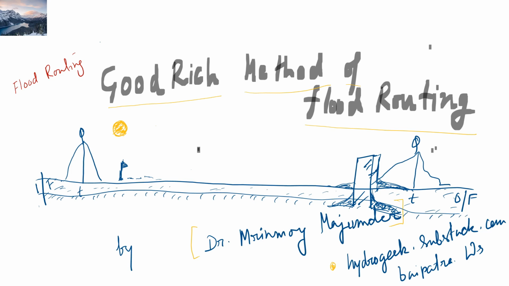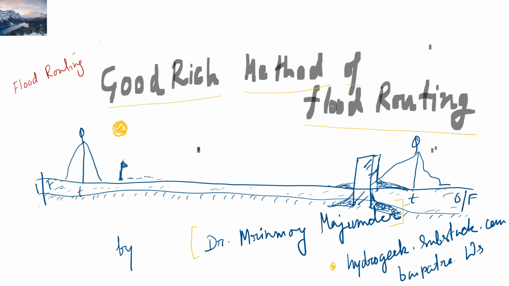And there are various types of flood routing, like hydrologic flood routing and hydraulic flood routing. The Goodrich method of flood routing is an example of hydrologic flood routing, and it is mainly used for reservoir routing. That means from the inflow hydrograph to a reservoir, we try to predict the outflow hydrograph.